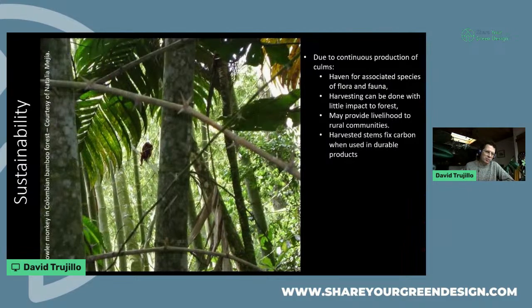Due to continuous production of culms, we only harvest some of these stems. We don't clear cut like we would with trees. We just extract some of the mature ones. That means that some of the stems remain, which means we disrupt less the livelihood of the creatures living in the forest.